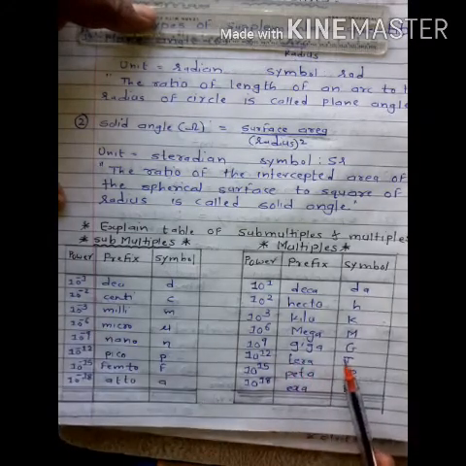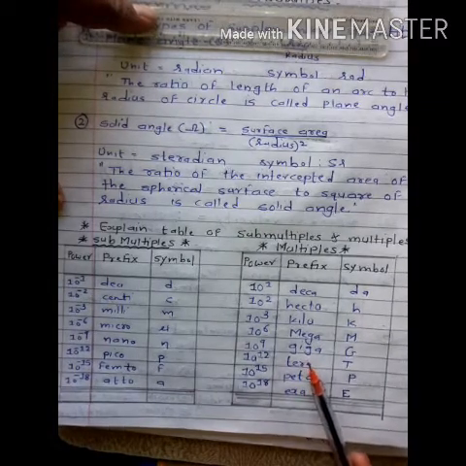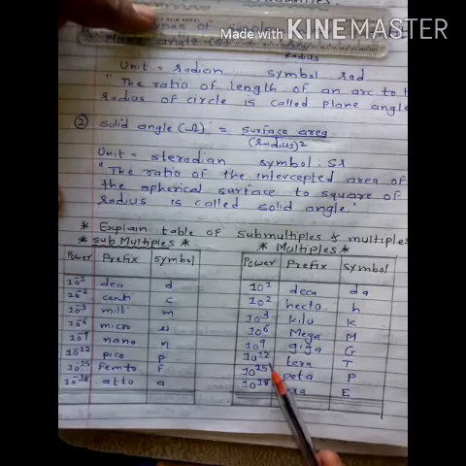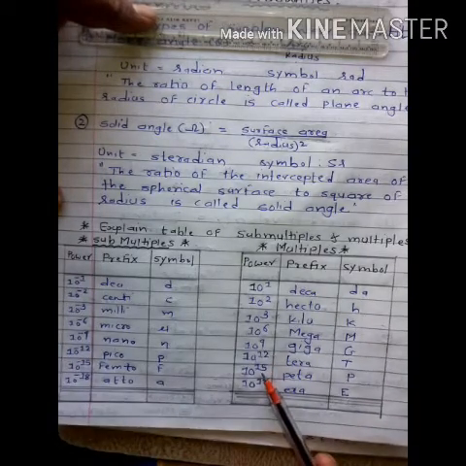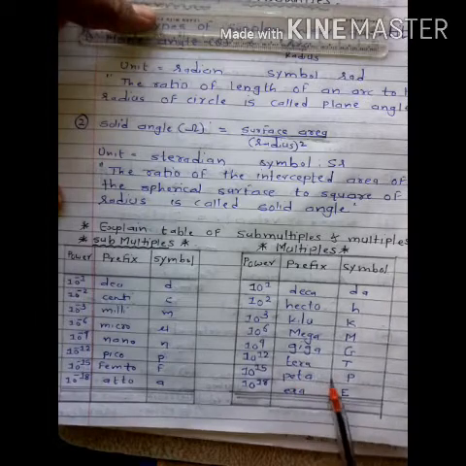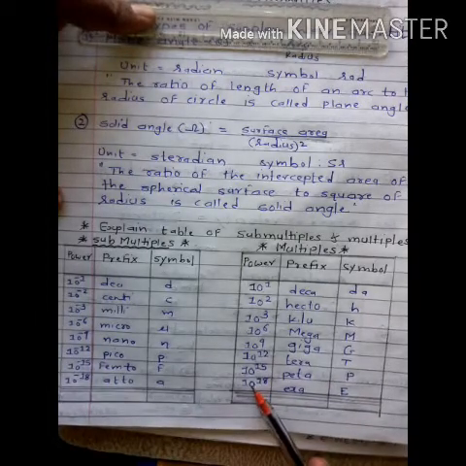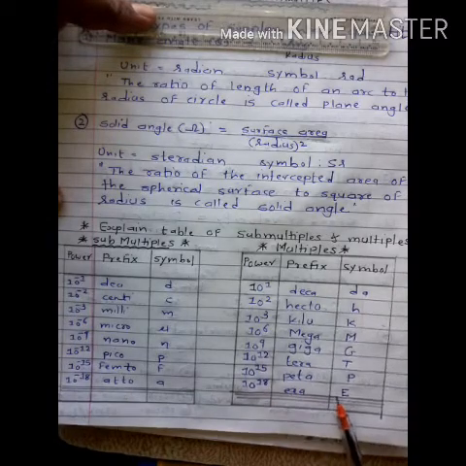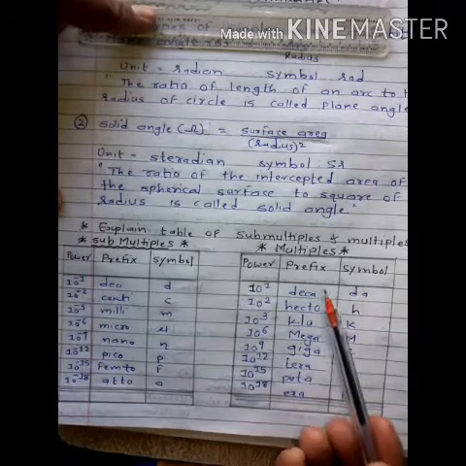This symbol and this prefix are used for computer memory, terabyte. Terabyte means 10 to the power 12 bytes. Next, 10 to the power 15, peta, symbol capital P. And last, 10 to the power 18, exa, symbol capital E. So here we have the table of multiples.